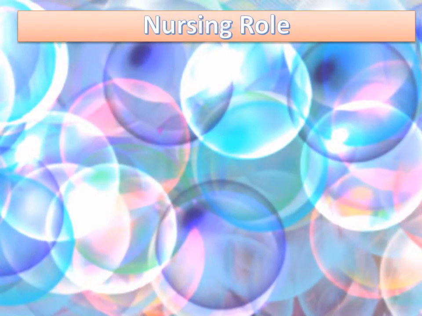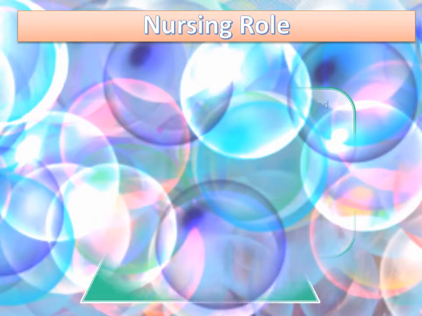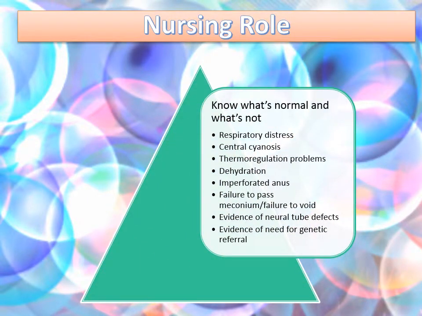So, the nursing role. Be knowledgeable about normal newborn variations and responses that indicate further investigation. Know what's normal and what's not, such as respiratory distress, central cyanosis, thermoregulation problems, dehydration, imperforated anus, failure to pass meconium, failure to void, evidence of neural tube defects, and/or evidence of need for genetic referral.